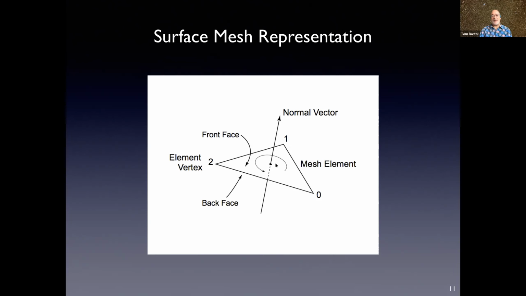And that means it has a well-defined interior and exterior. But from the point of view of determining whether we're inside or outside, it's important that all the normal vectors of our surface have to be consistently oriented.